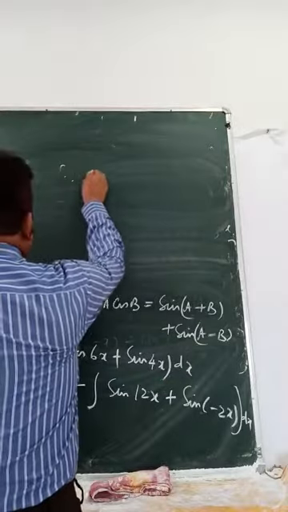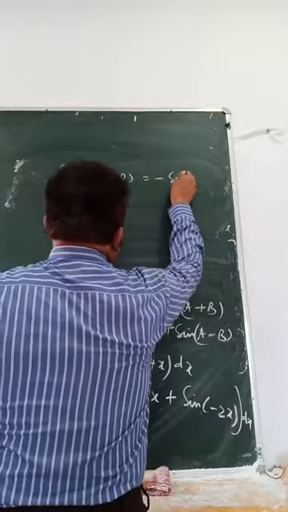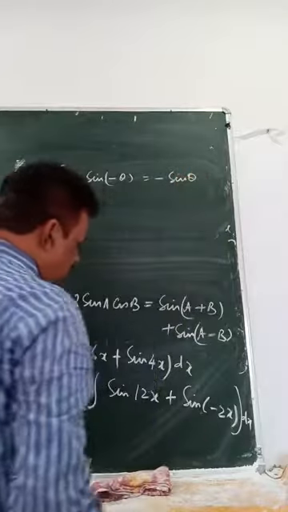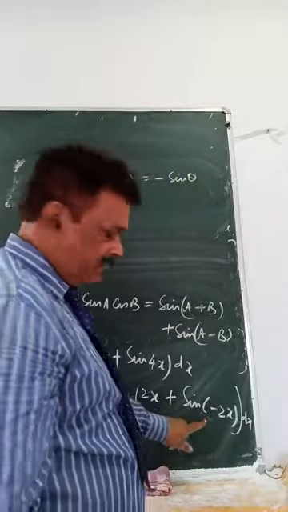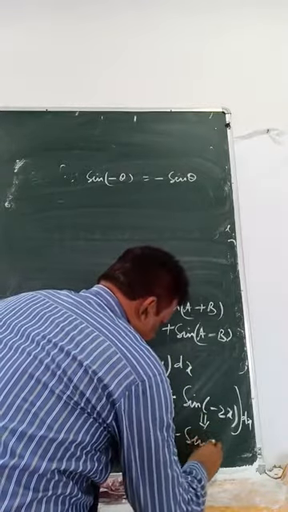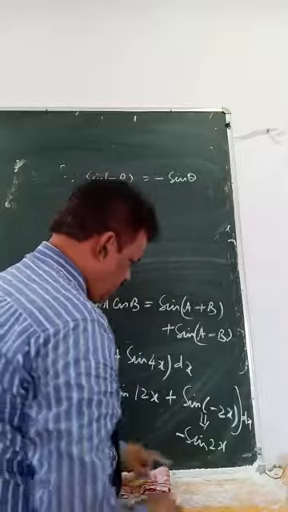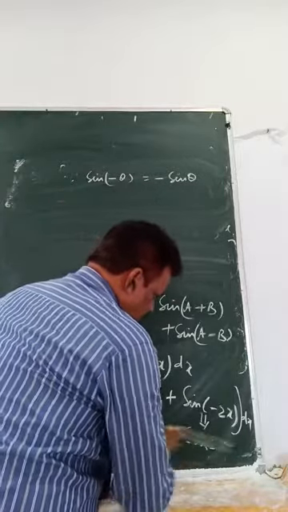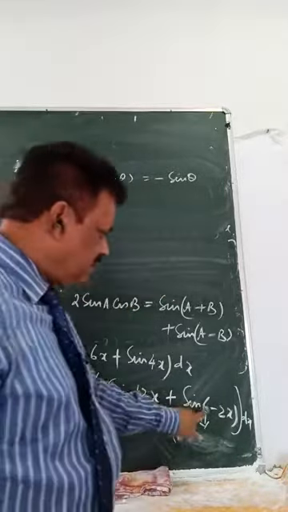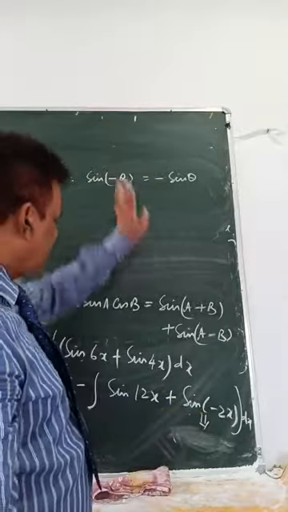Since sin of minus theta is minus sin theta, so this will be minus. This part will be what? Minus sin 2x. So I should not get you confused. This will be changed to minus, and here this will be plus. So keeping that in mind, we will integrate.